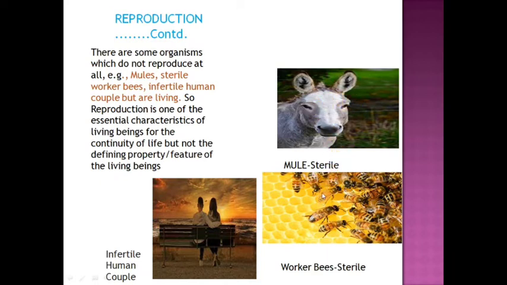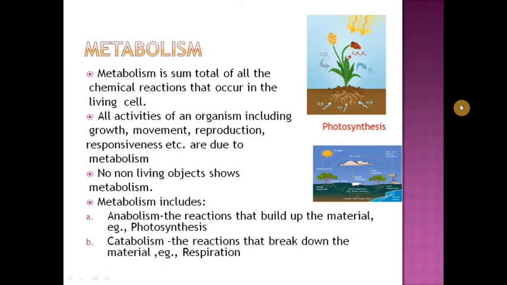Similar is the case of worker bees, who are sterile, and infertile human couples who are living but cannot reproduce offspring. So we can say that reproduction is one of the essential characteristics of living beings for the continuity of life, but not the defining feature of the living organism.